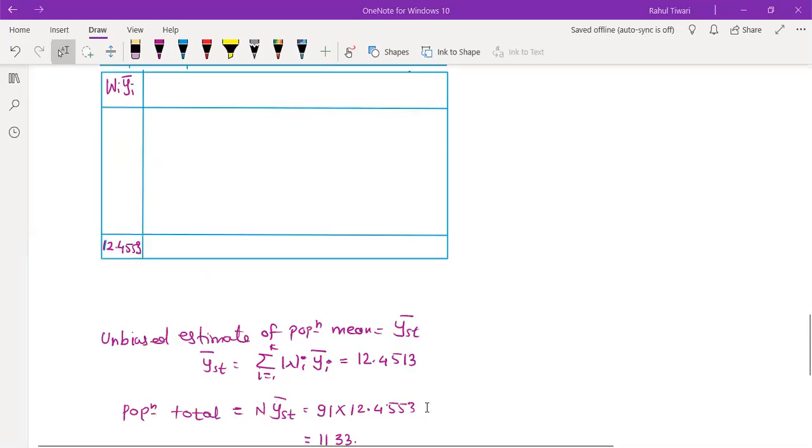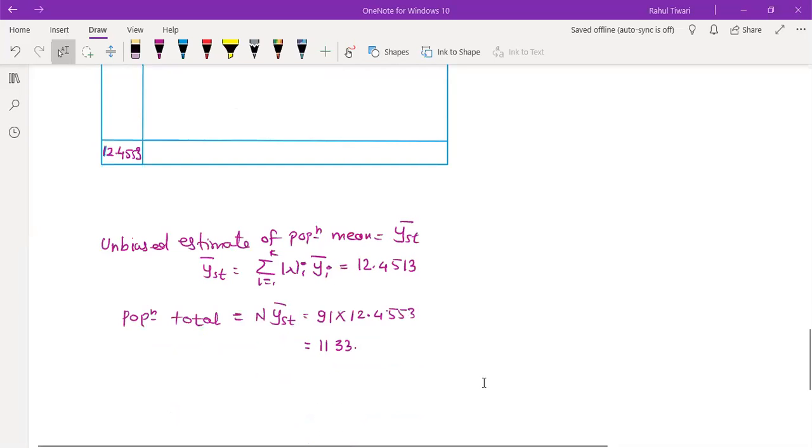So you may go with this number, which is 12.4513. So we can calculate the total according to this data: 12.45 into 13 into 91. So you may get the population total as 1133.0683. So you check it, go with this data, and definitely you will get this answer. Even I'm referring up to 4 digits, so you can always cross check.